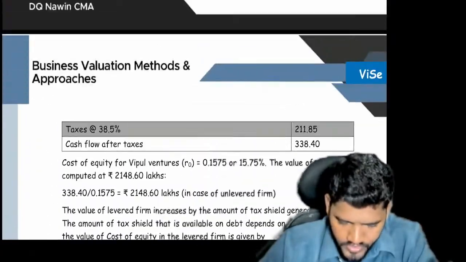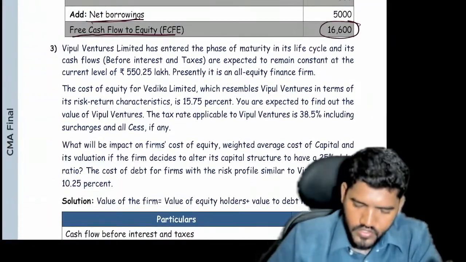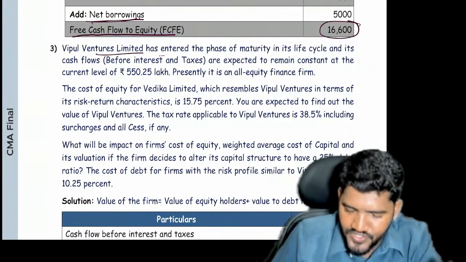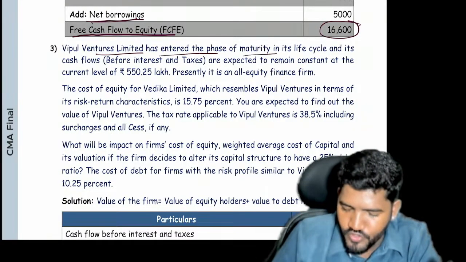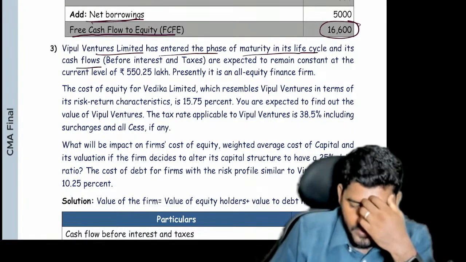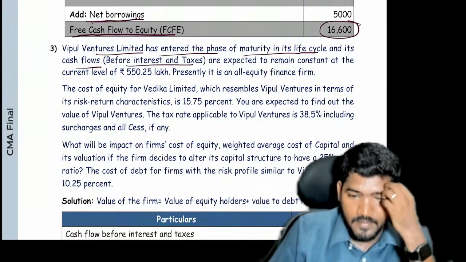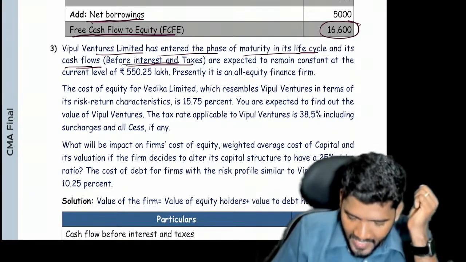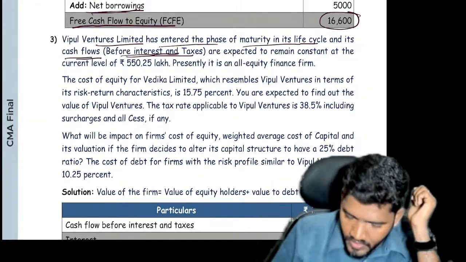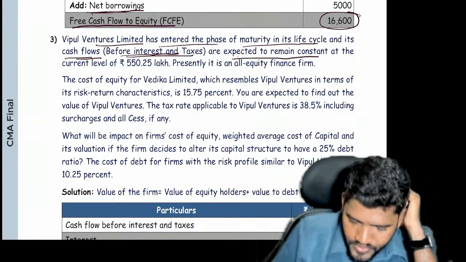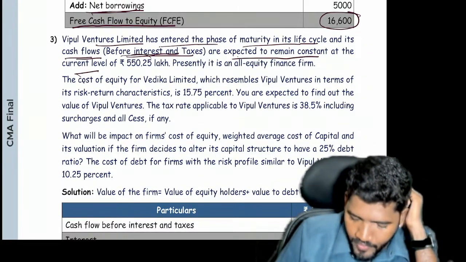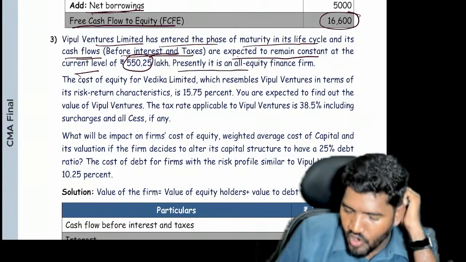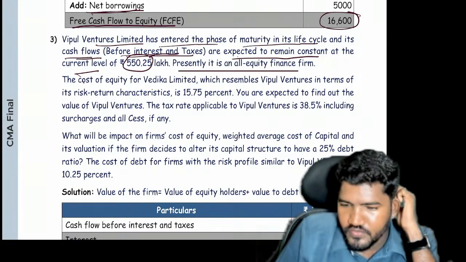Yeah, go and check the third problem also. Whipple Venture Limited has entered the phase of maturity in its life cycle. The cash flows before interest and tax are expected to remain constant at the current level of 550.25 lakh. Presently it is an all equity financed firm.